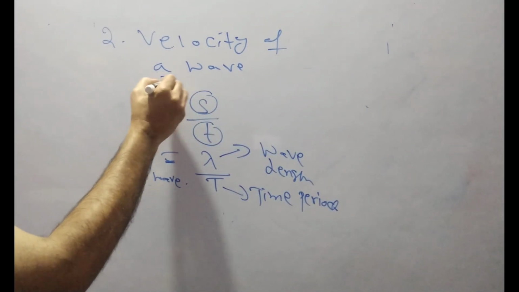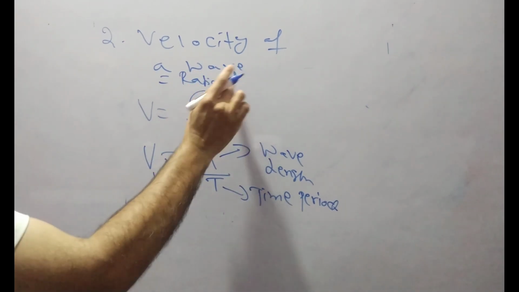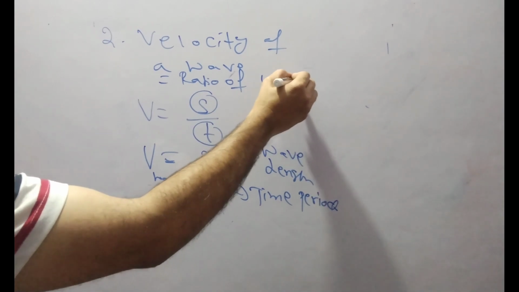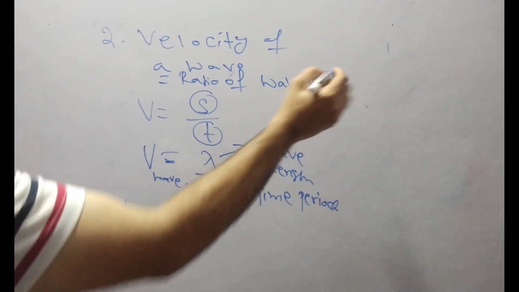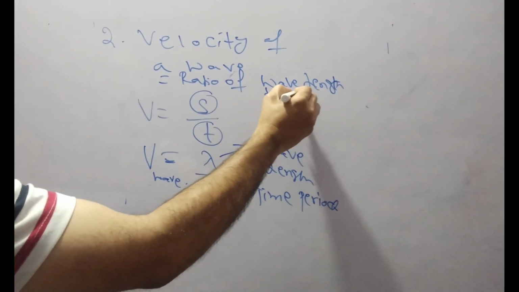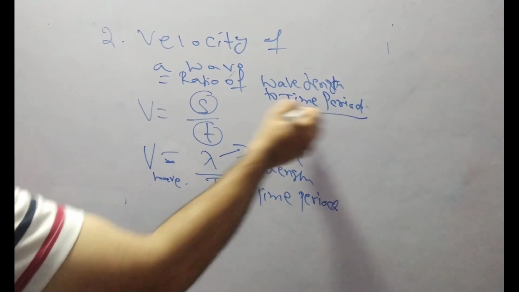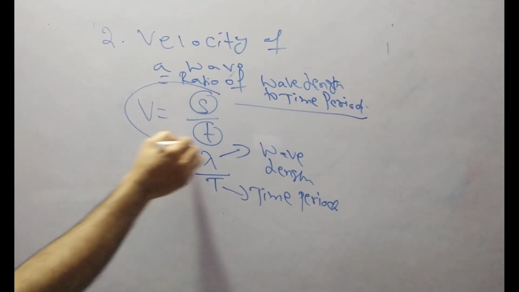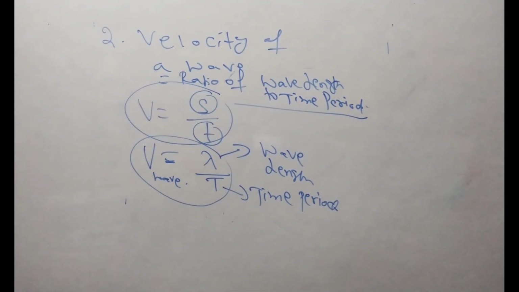So the velocity of a wave is defined as the ratio of wavelength to time period. This is the standard definition. For motion in a straight line, v equals s by t. For a wave, it is lambda by t. Okay. Thank you.